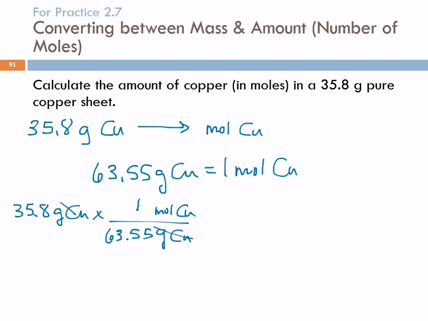35.8 divided by 63.55. My calculator tells me 0.5633359.